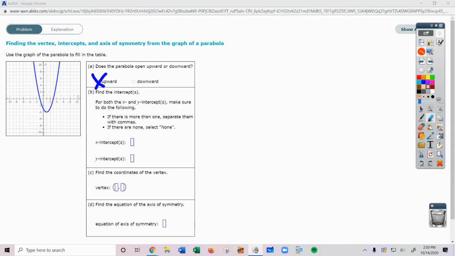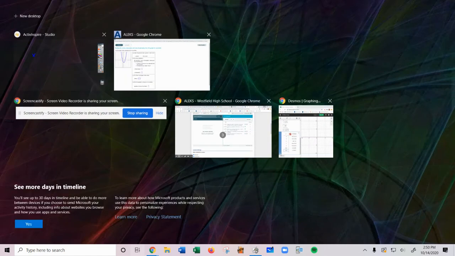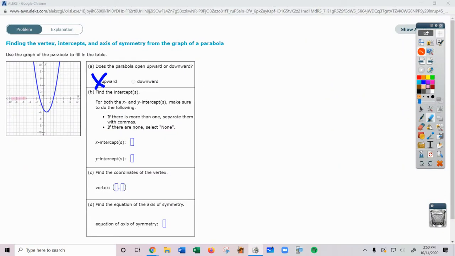I'm going to make this pretty small here. We'll see that this touches the x-axis at this point here and at this point here, so we would just be naming those points. And that's at -1 and 3. So our x-intercepts would be -1 and 3. We put a comma in between when there's more than one.